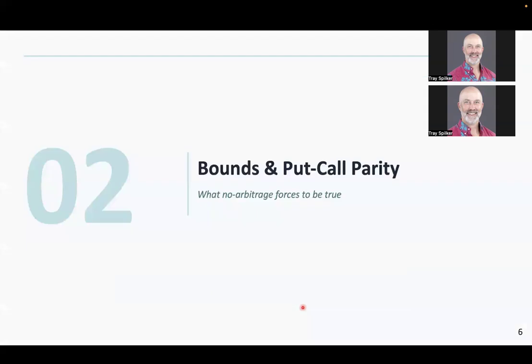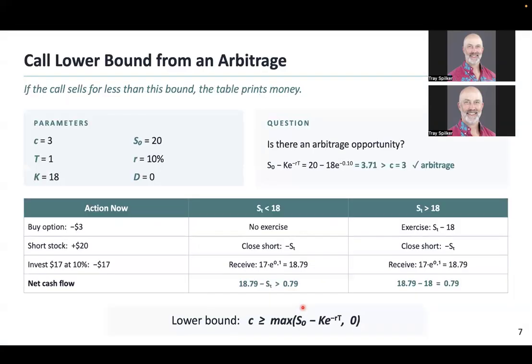Now going into section 2 here, we are going to discuss the boundary conditions through an arbitrage argument to define the put-call parity condition. So we're going to start with determining what the lower bound is for a call option.